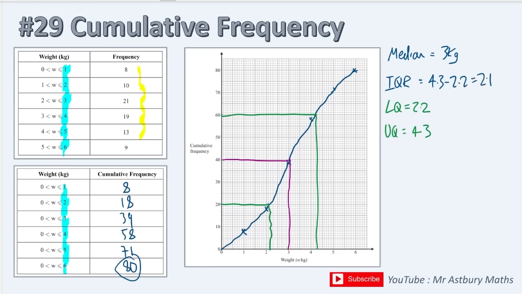And finally, they might ask you to say how many packages in this case are over 5 kilograms. So you'd go up from 5 kilograms, you would go across, and you would get about 72 people less than 5. So the answer is that the number of people greater than 5 would be 8.